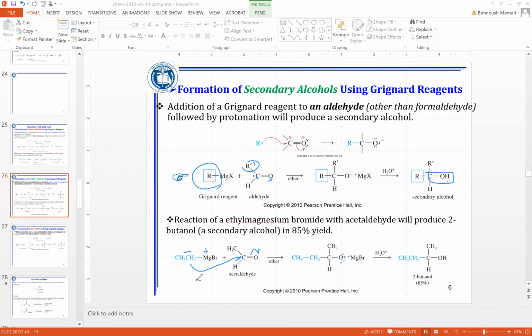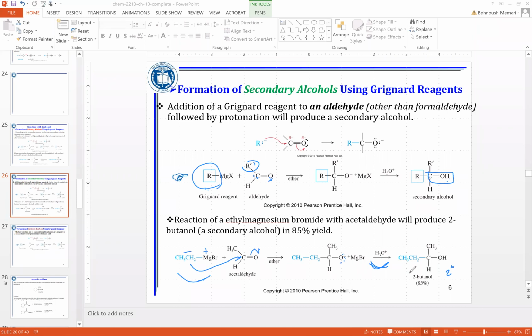Every time you add a Grignard reagent, you must follow by hydrolysis. So you have the Grignard added to the aldehyde, it gives you an alkoxide. And then when you hydrolyze, it gives you a secondary alcohol.